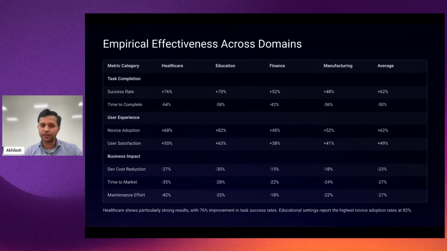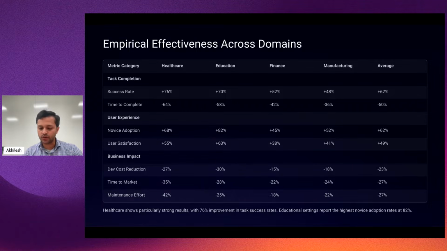Because I think medical professionals are excellent at precise problem description. So they write a lot of notes even today, and very detailed notes. So that's what we are thinking is the probable reason why there is a drastic improvement in healthcare professionals. And also education shows about 82% novice adoption.